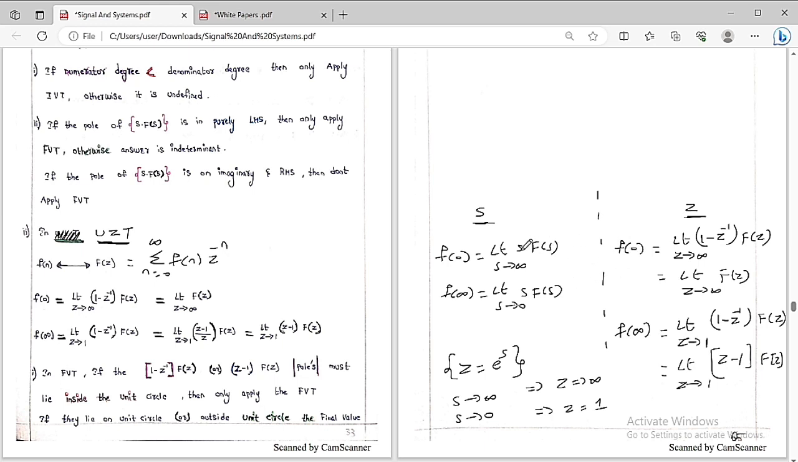In place of s, what have I written? 1 minus e to the power of minus 1. So this you have to remember, right? This is in the s domain and this is in the z domain. If you think about it, you can easily remember. If you know this one, how to get this one, I will tell you.